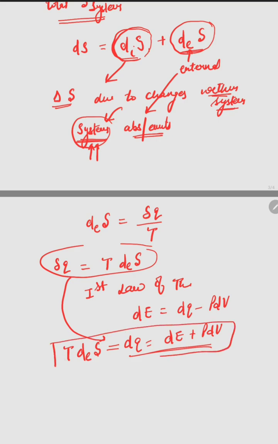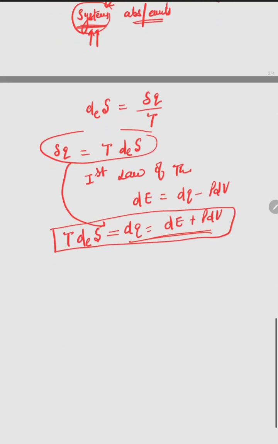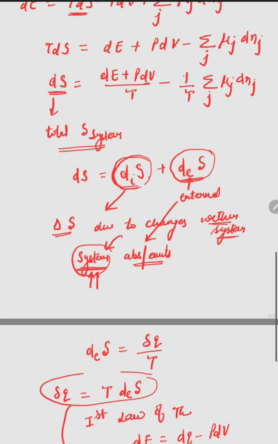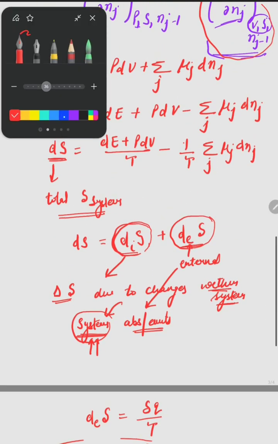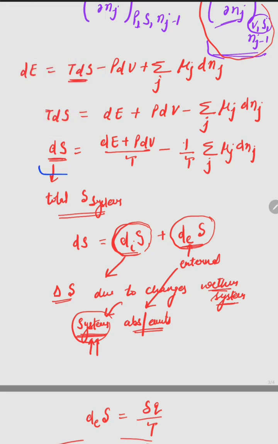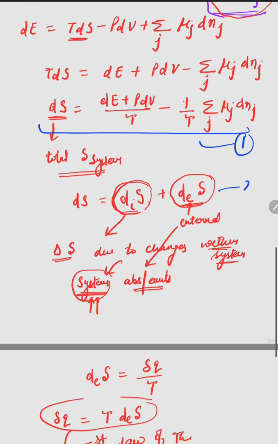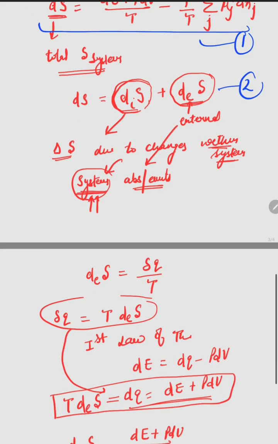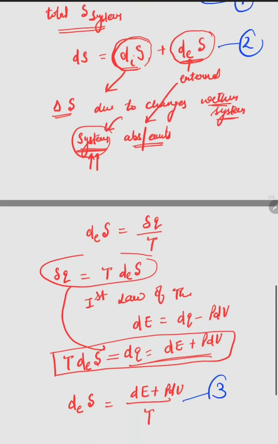Okay, so we get this expression. From here we will calculate the external entropy of the system. This is (dE + pdV) / T. Now let us suppose in the starting we give numbering to the equations. Put this equation as equation number 1, this as equation number 2, and this will become equation number 3.